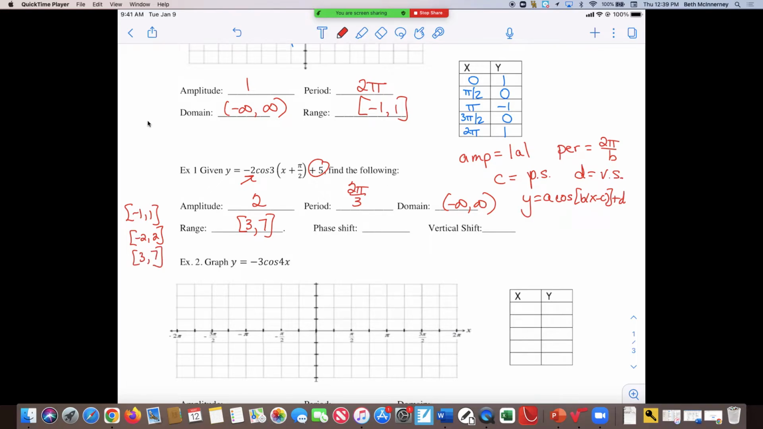You see how you do that? Let me go through it one more time. To do the range without a graph, sine and cosine have a range of negative 1 to 1. You multiply by the amplitude, so that makes it negative 2 to 2, and then you use your vertical shift. What we learned yesterday is that's up 5.